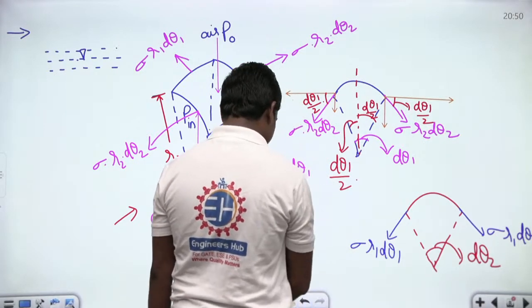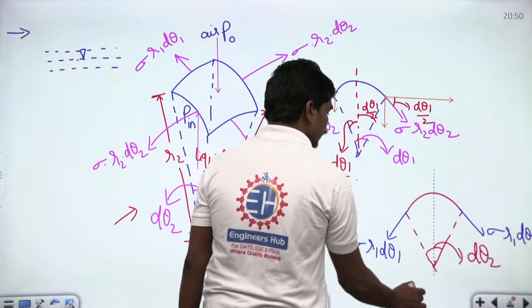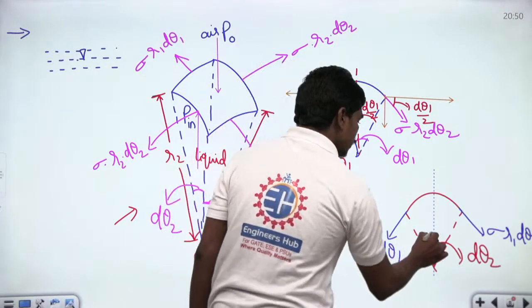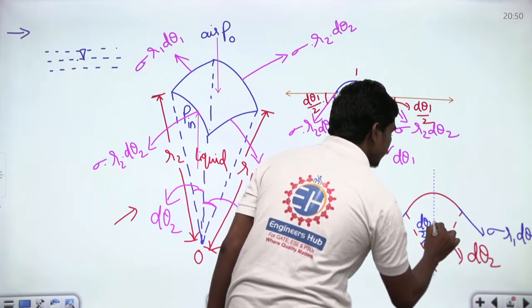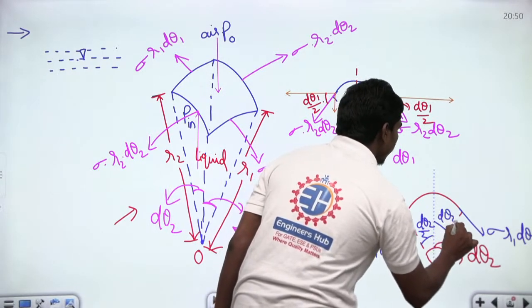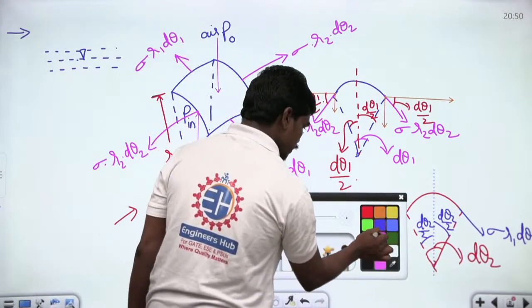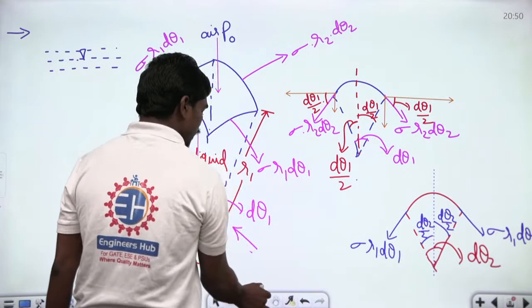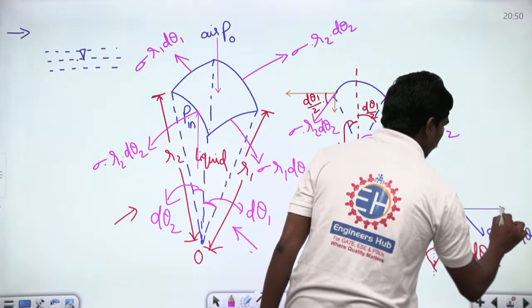So half of this will be d theta 2 by 2. So this angle is d theta 2 by 2, and of course this angle is also d theta 2 by 2. Now if you resolve these two forces again, look, it's very simple actually, but trying to remember the formulas will make life difficult. Okay, so that's why let us attempt this.